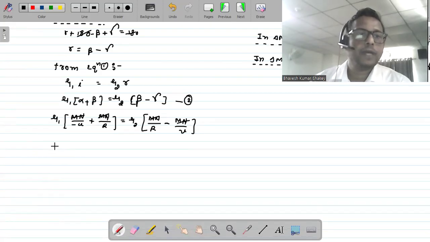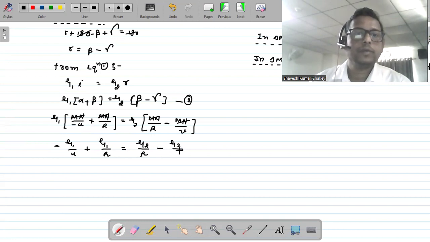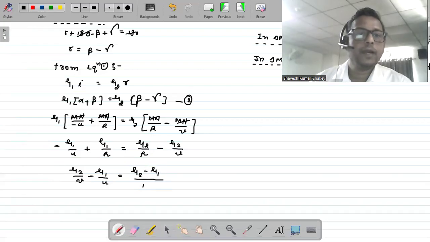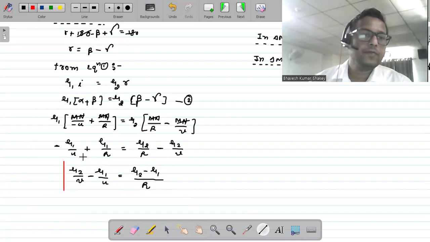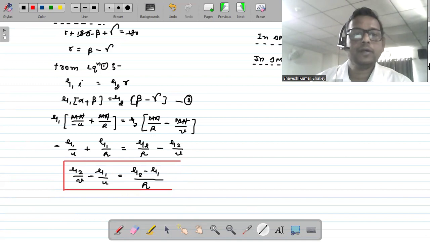So we'll get minus mu1 by u, plus mu1 divided by R, is equal to mu2 divided by R minus mu2 divided by V. From this I can write mu2 divided by V minus mu1 divided by u is equal to mu2 minus mu1 divided by R. So finally we get this relation.